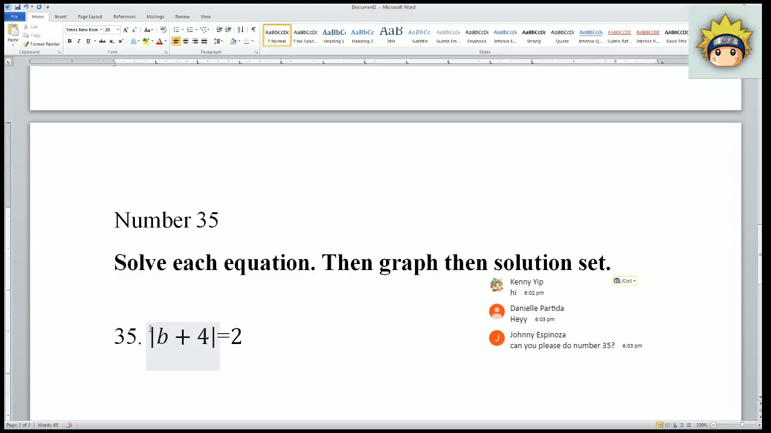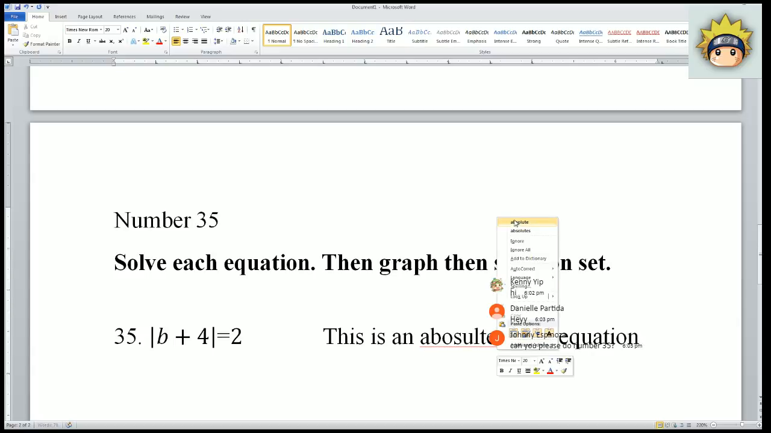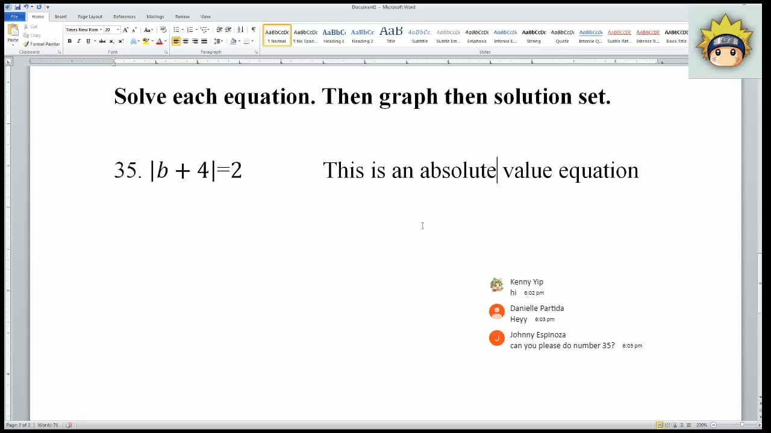Okay. The first thing that we have to understand is that this is an absolute value equation. What we understand from an absolute value equation is that there are two solutions. There is the positive solution and the negative solution. There is your first solution, then you have your second solution.